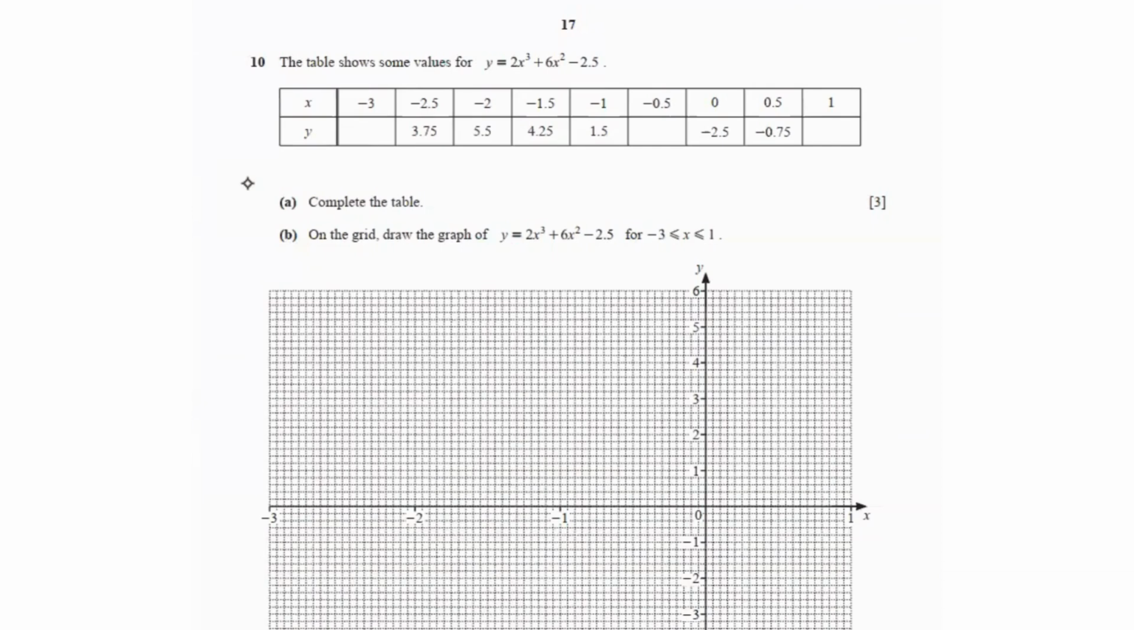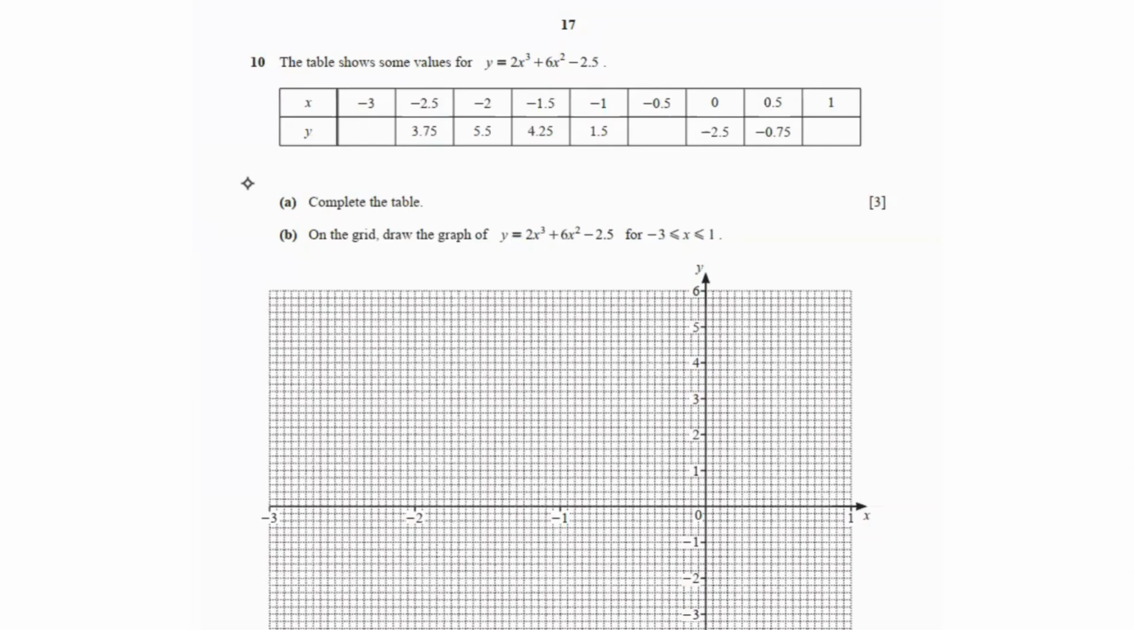Question 10 says the table shows some values for y equals 2x cubed plus 6x squared minus 2.5. They've given us the values of x and want us to find the missing values of y. For this, all you need to do is substitute the x value into the equation and solve it to find the corresponding y value.